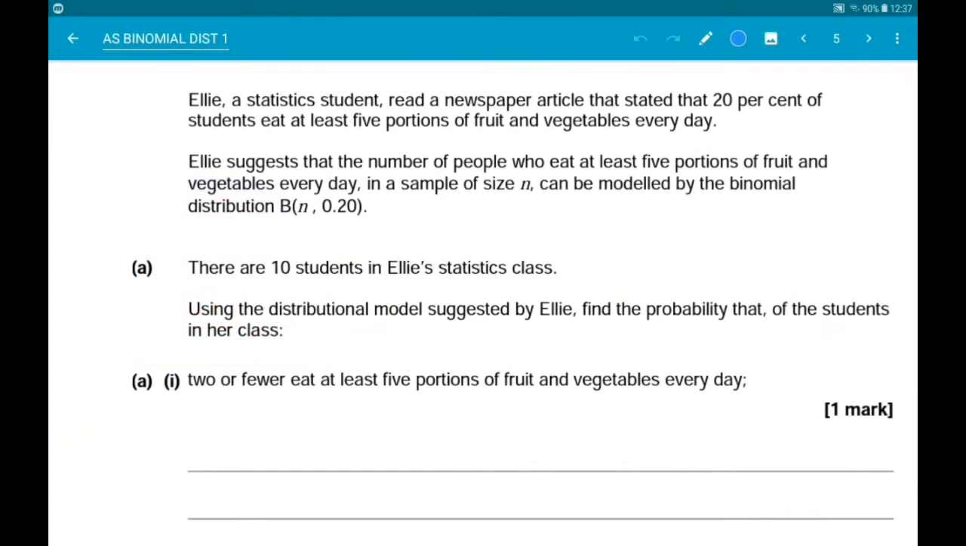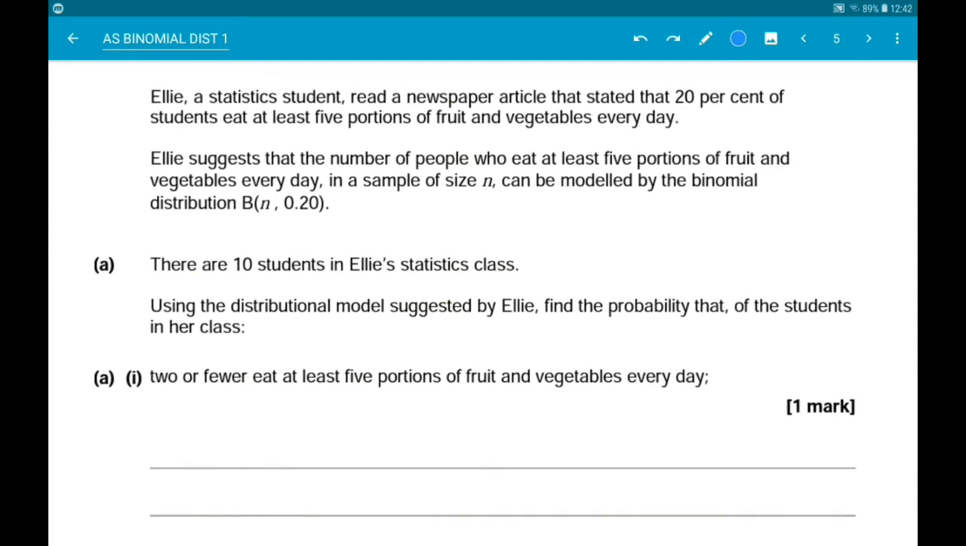Ellie read in a newspaper article that 20% of students eat 5 portions of fruit and veg every day. She suggests that the number of people eating at least 5 portions in a sample of size n can be modelled by the binomial distribution B(n, 0.2). There are 10 people in Ellie's class.